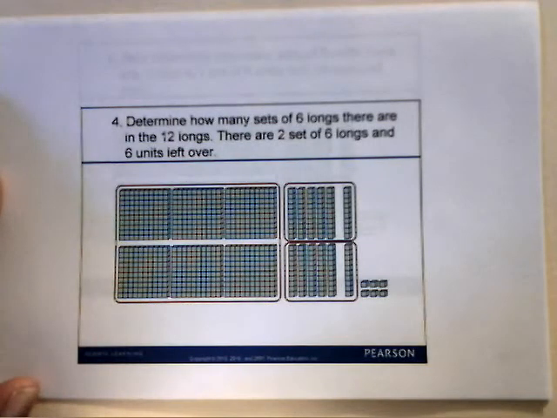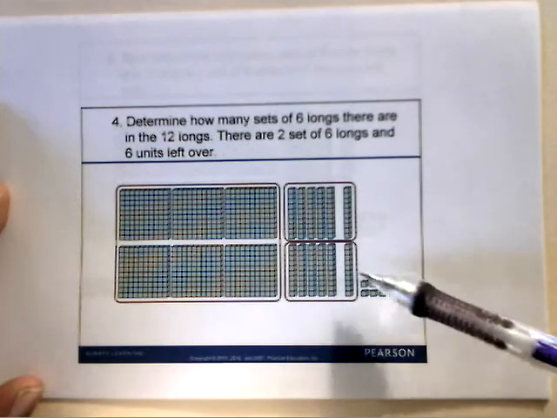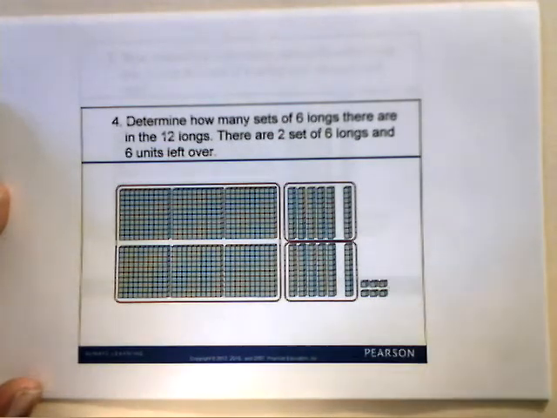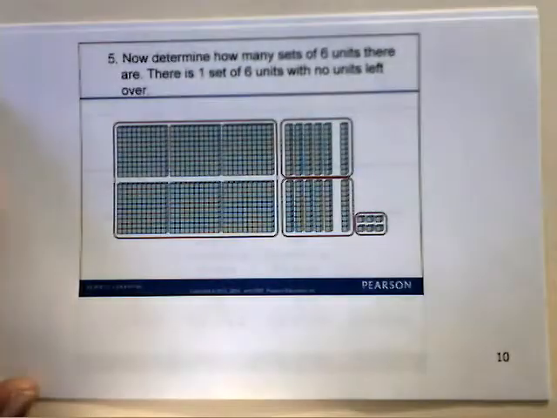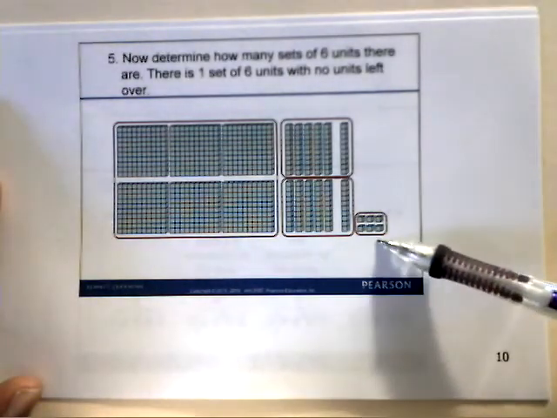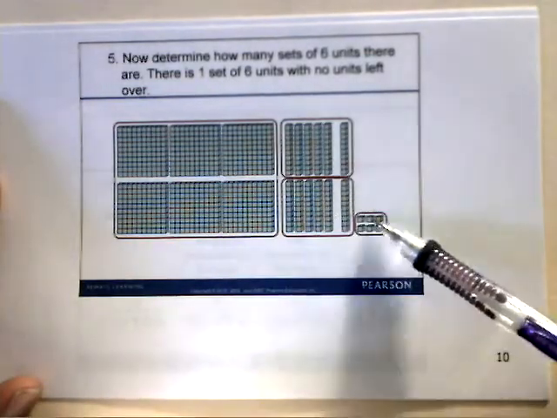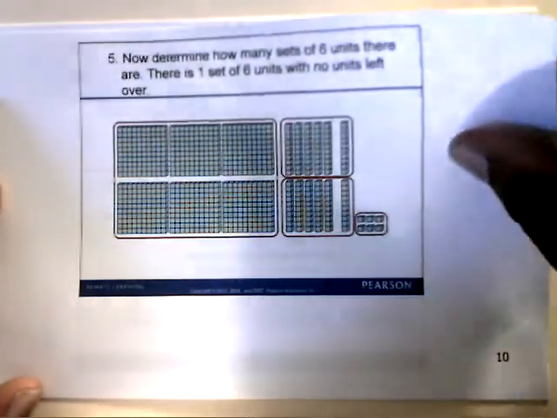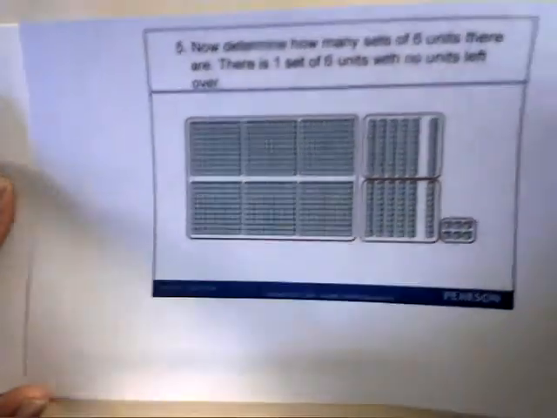Then we want to determine how many sets of 6 longs there are in 12. If we do that, we have 2 sets of 6 longs with 6 units left over. And then determine how many sets of 6 there are, and there's only 1 set of 6 units with nothing left over. Okay, so that's 121. That's the representation of 726 divided by 6.